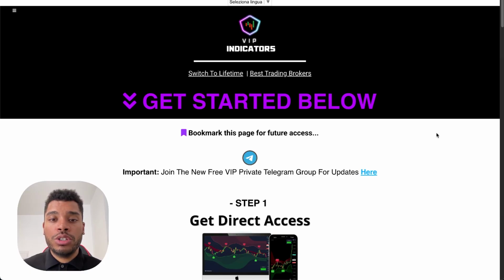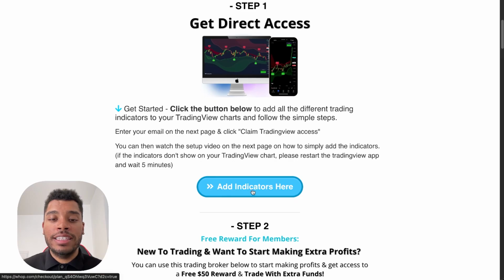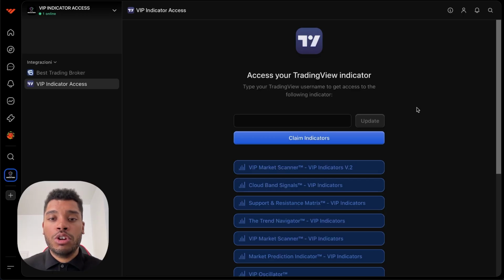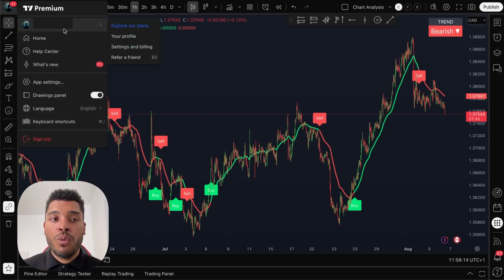Once you complete your purchase, you're gonna get access to this page where you can add the indicators to your TradingView account. To do it is really simple. You just need to scroll down and then click on this button that says add indicators here. After you click on the button, you're gonna be redirected to this page, and here inside this black box you need to add your TradingView username. After you add it, just click on claim indicators and the indicators are gonna be automatically added into your TradingView account. By the way, if you wanna see what your TradingView username is, you just need to click on your profile picture on the left corner, and what you see written right here next to your profile picture is your TradingView username.